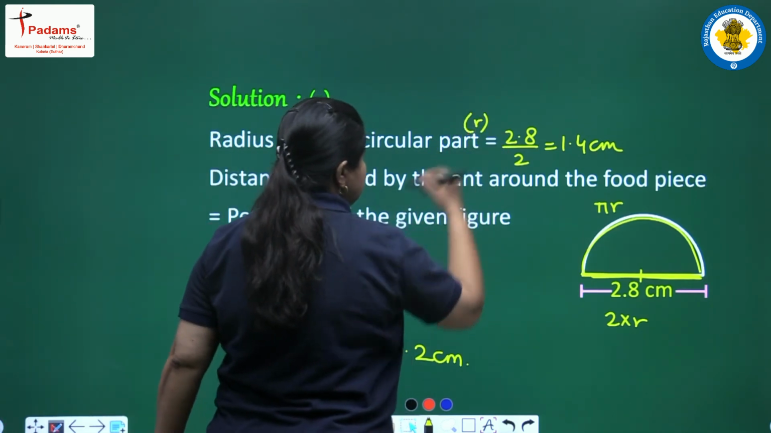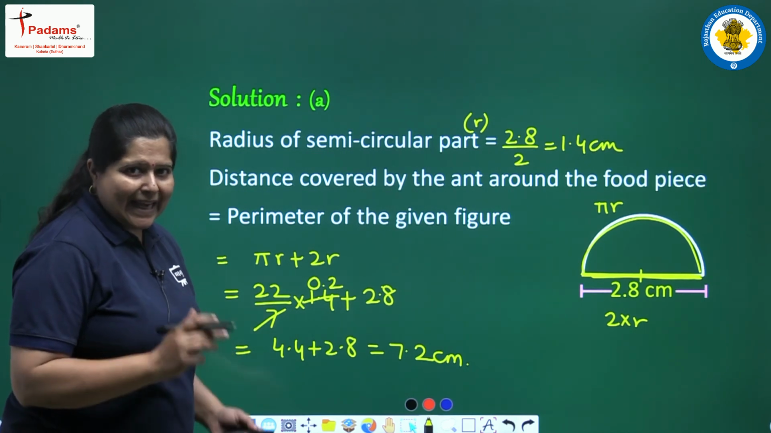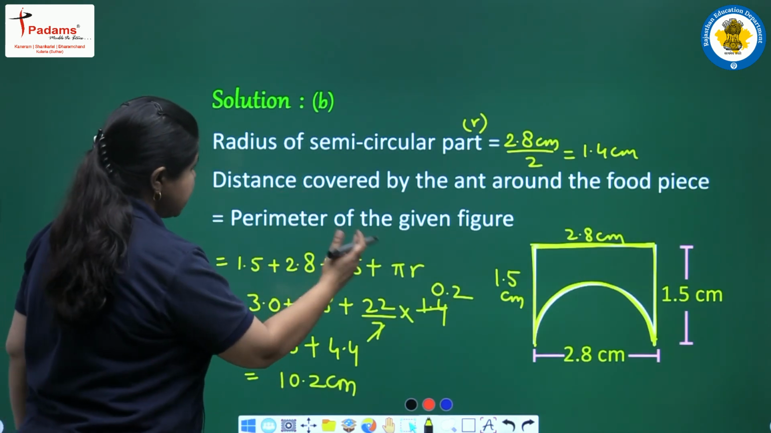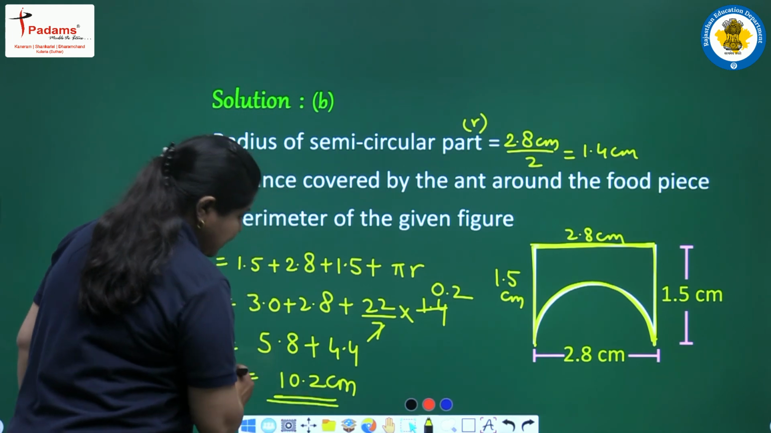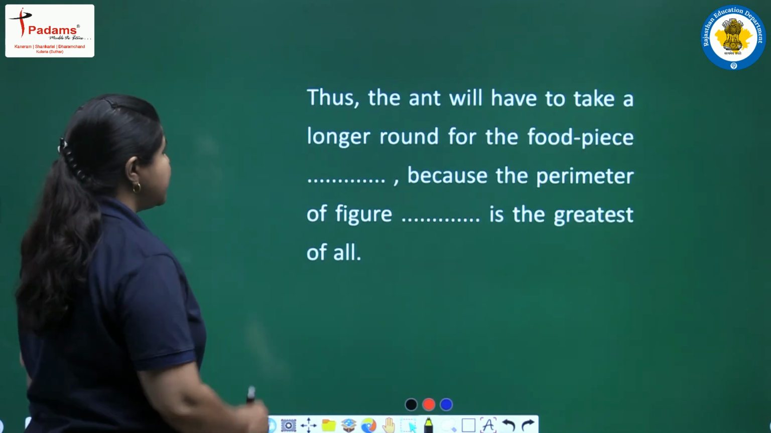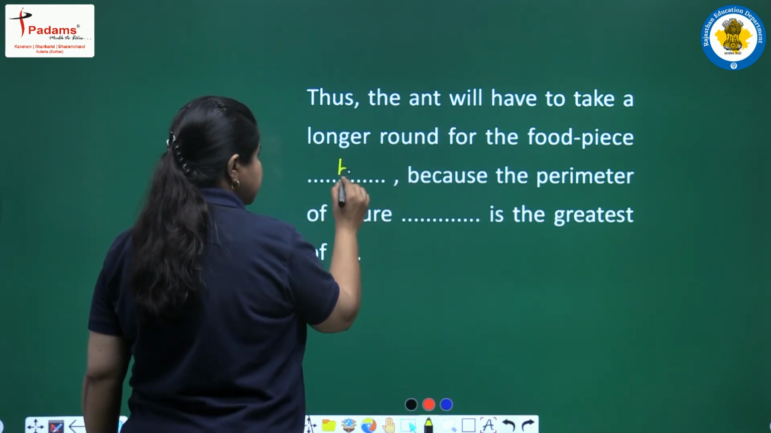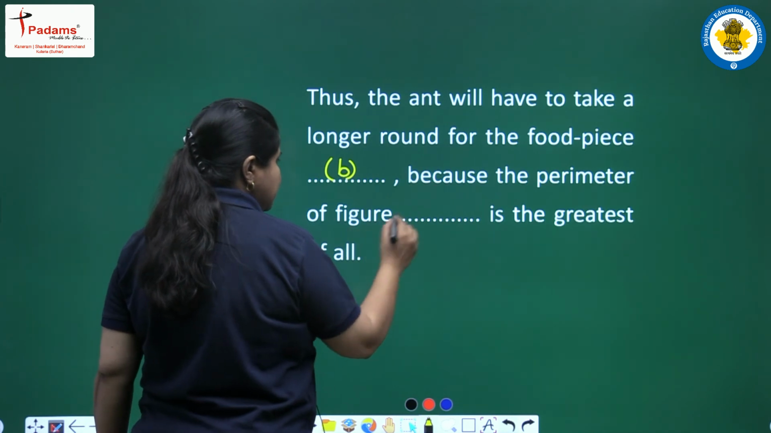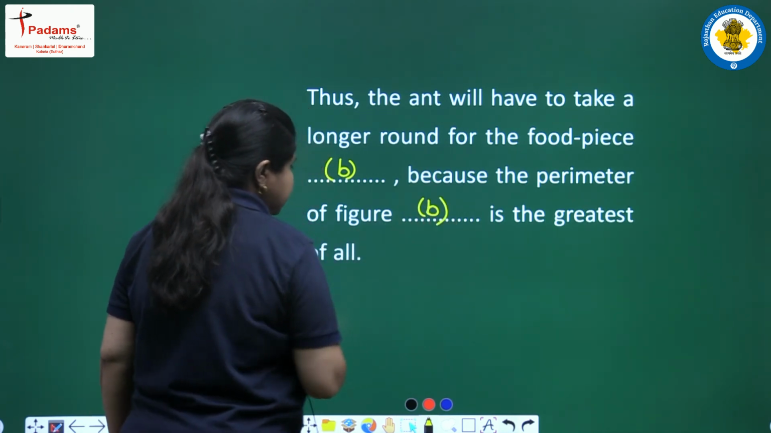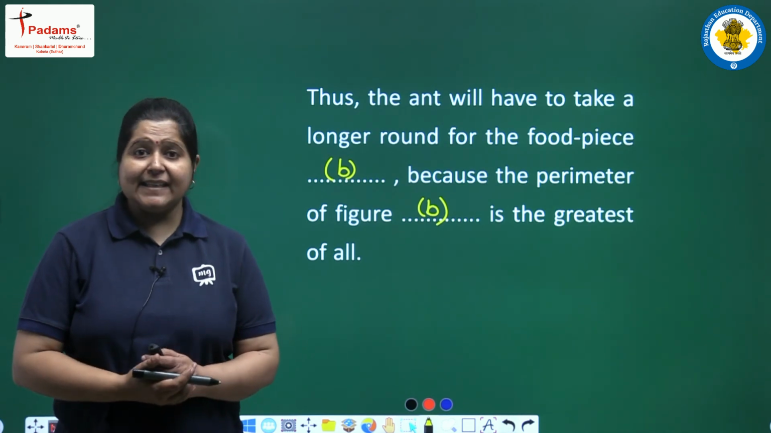तो बताइए कौन से फूड पीस के लिए सबसे लंबा राउंड लेना पड़ेगा एंट को? It is this figure B, जहाँ पर 10.2 centimeters is the maximum perimeter, and so here we can conclude the ant will have to take a longer round for the food piece B, because the perimeter of figure B is the greatest of all. So with this we complete exercise 11.1.